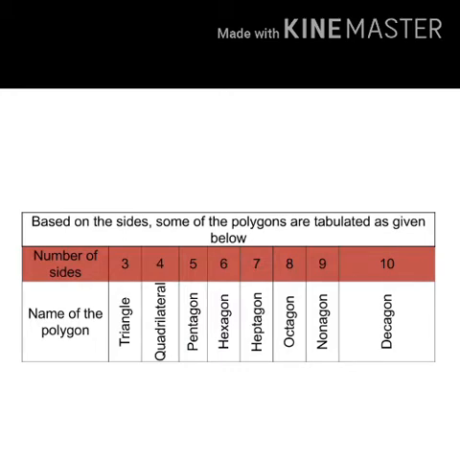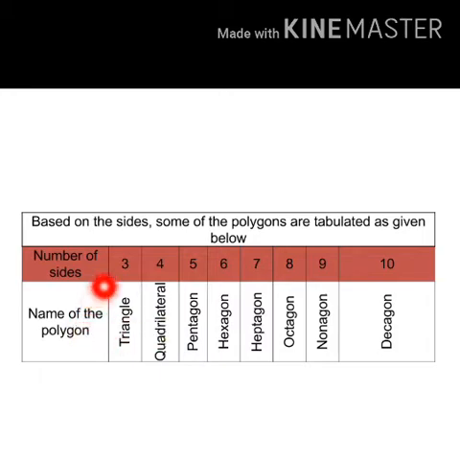A closed plane figure formed by 3 or more sides is called a polygon. Once again I will repeat. A closed plane figure formed by 3 or more sides is called a polygon. Here some of the polygons are tabulated. Let us see one by one.